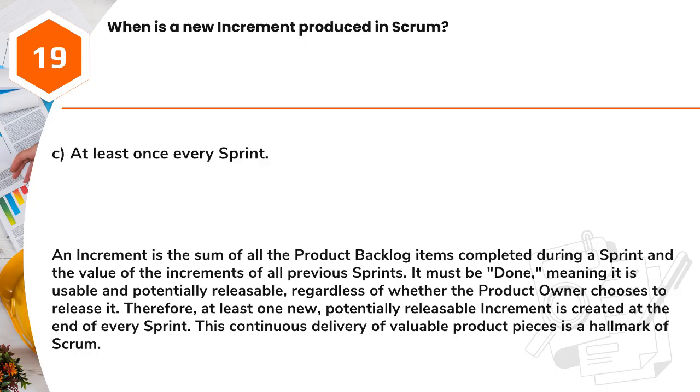Answer: C. At least once every sprint. An increment is the sum of all the product backlog items completed during a sprint and the value of the increments of all previous sprints. It must be done, meaning it is usable and potentially releasable, regardless of whether the product owner chooses to release it. Therefore, at least one new, potentially releasable increment is created at the end of every sprint. This continuous delivery of valuable product pieces is a hallmark of Scrum.